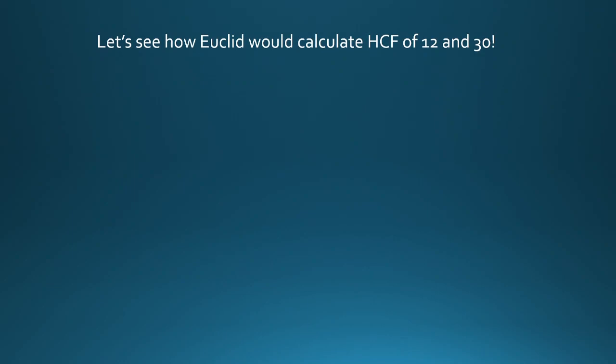Let's see how Euclid will calculate the HCF of 12 and 30. Let's not go into that.